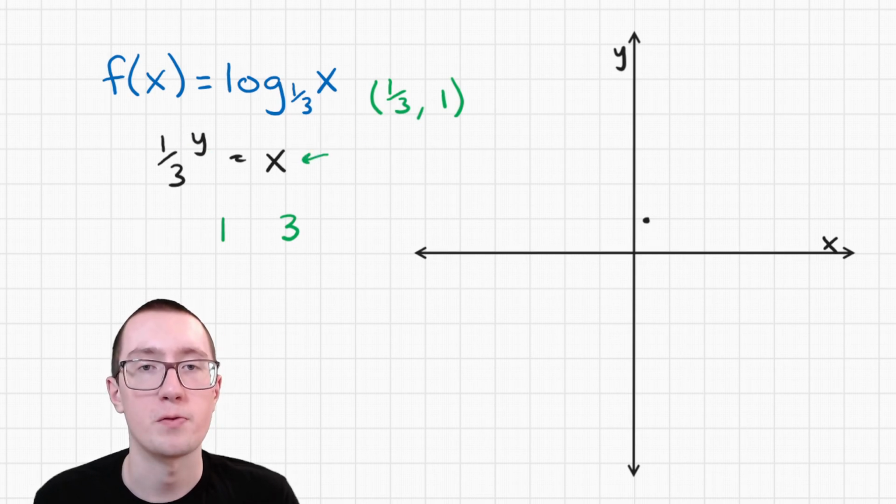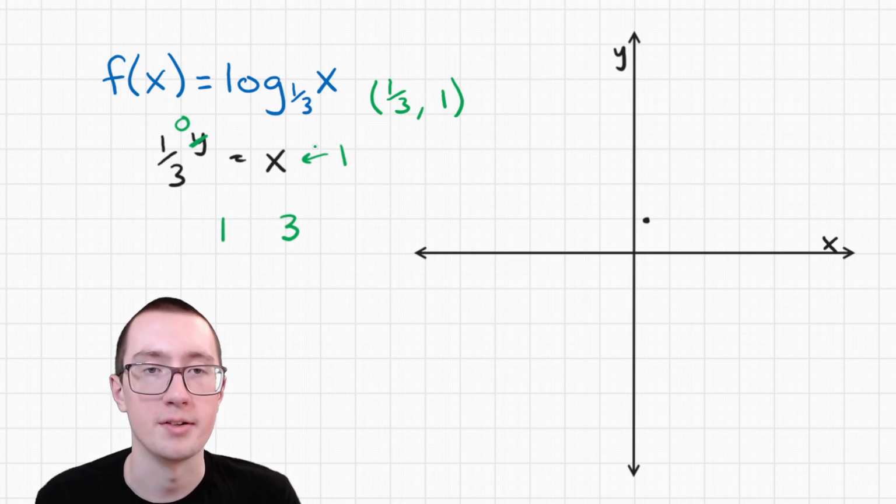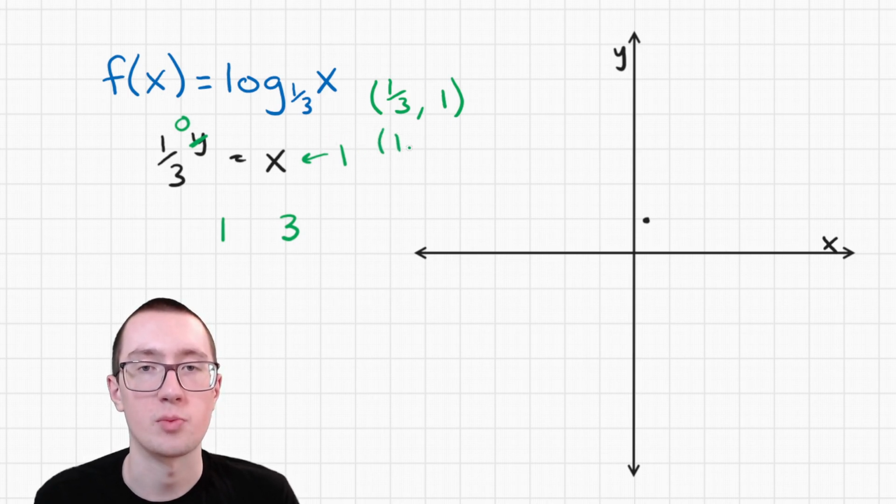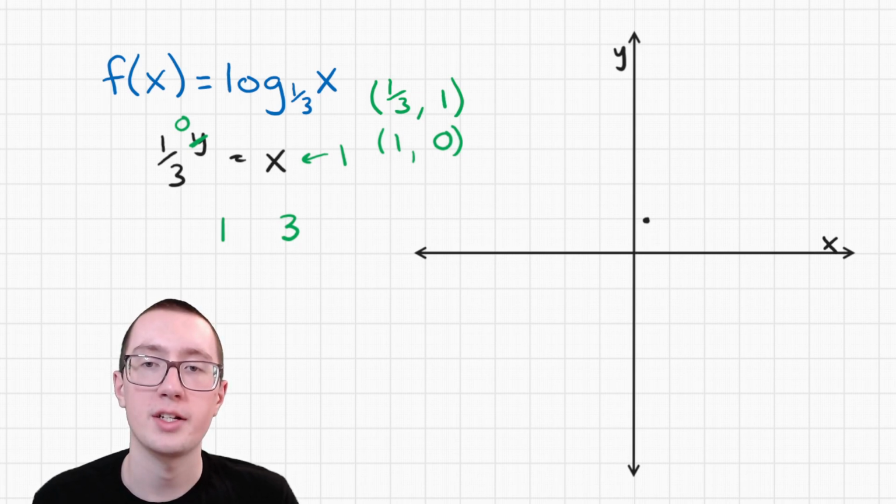Next, let's plug in 1 for x. Remember that anything to the power of 0 is 1. So 1, 0 is going to be our next point. This is always going to be a point. So we go 1 square to the right because it's 1 for x, and then 0 for y, so we're not going up or down. And that means we're going to have a point right here, like always.